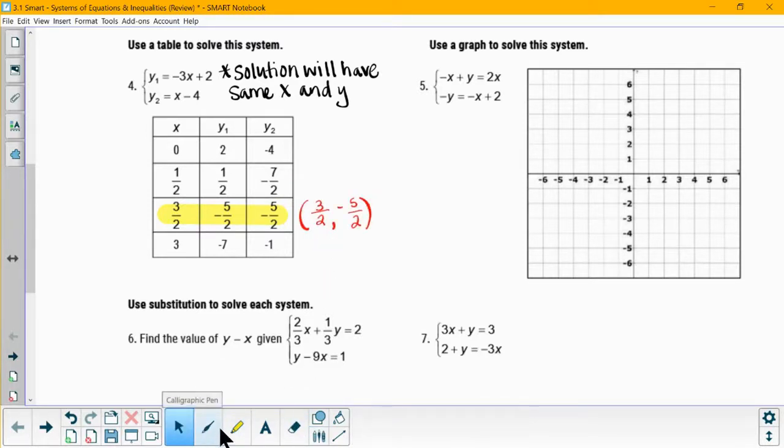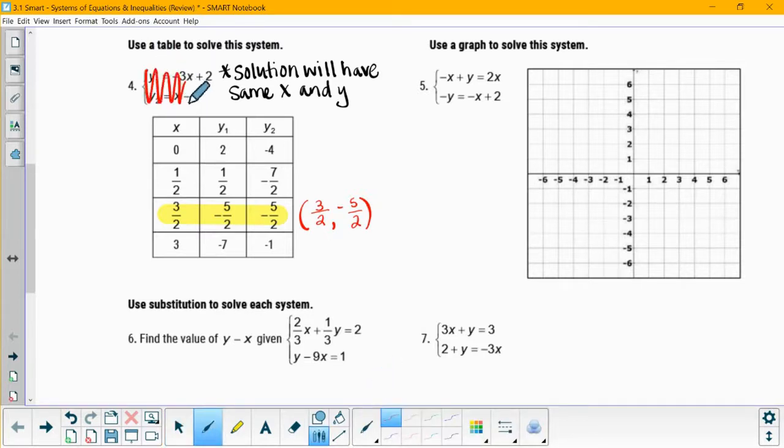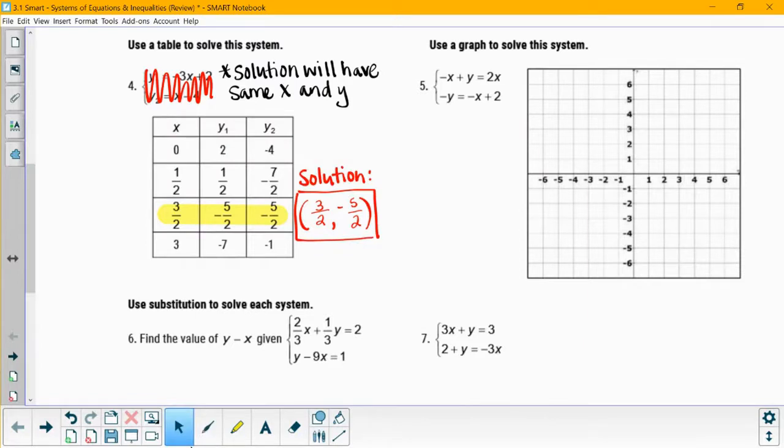So one thing you can do when you are given a table problem is just completely ignore the equations. You don't need them. Yes, you could technically solve them using the equations, but it will save you so much more time to just look at the table. The solution to table problems will always be written as a coordinate point. So make sure that you don't just highlight the line where they are the same x and y value, you actually write the coordinate point.